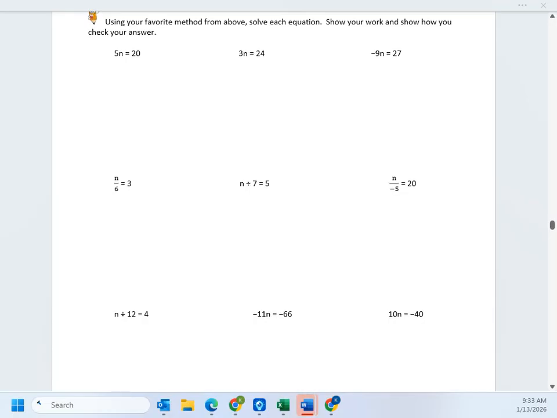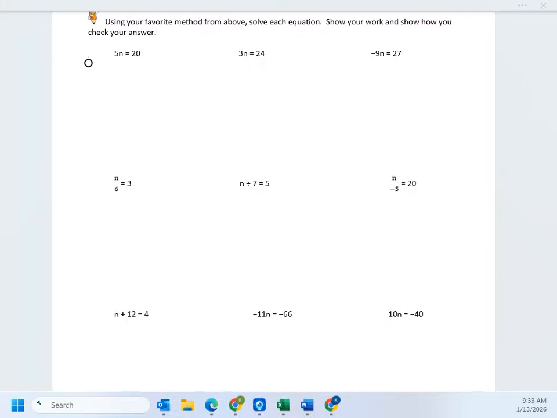Using your favorite method from above, show your work, and show how you checked your answer. So you can use any of the methods for any of the problems. You can use multiple methods. You can try to challenge yourself with those opposite operations. You could write out the question, write the fact family. Whichever method, you have to show your work, so I can see what method you used to get your answer and show that you're checking your answer.